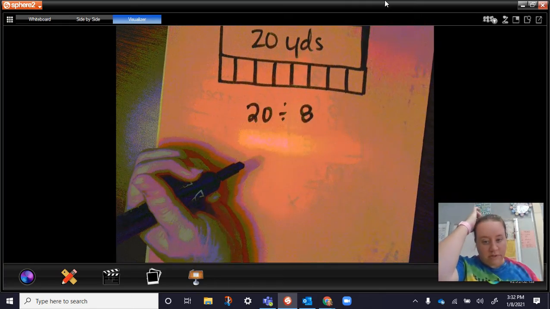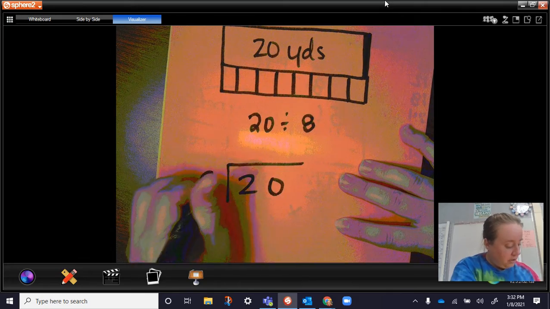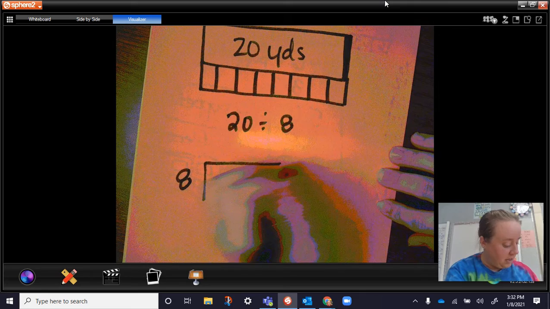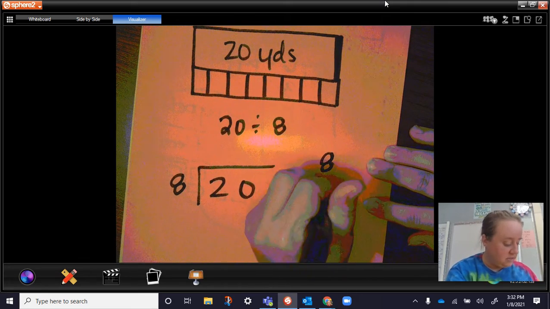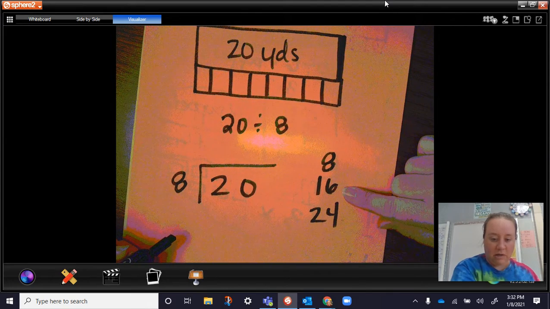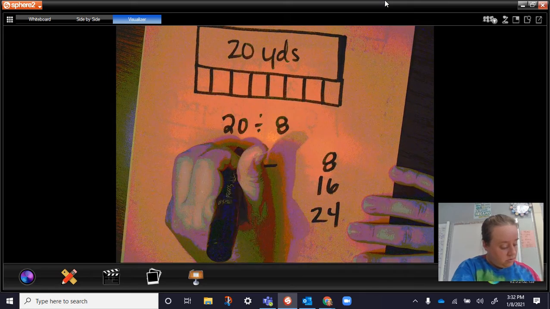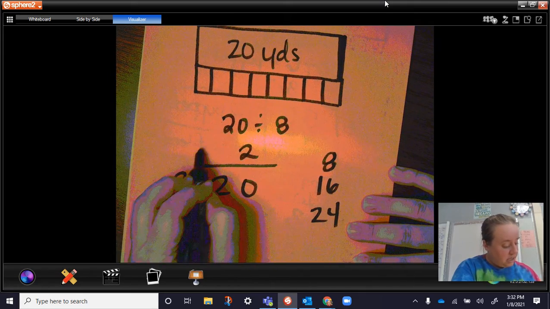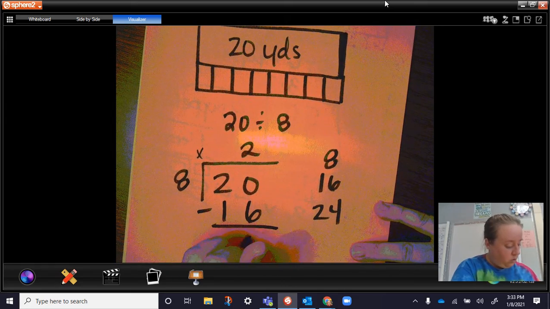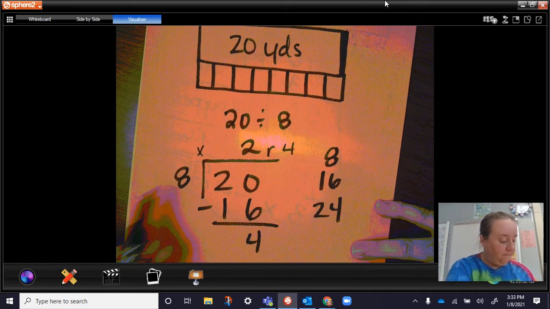Okay. So here, I'm going to set up my division problem. And I know that 8 can go into 20. If I skip count here, that would be 8, 16, 24. 24 is too many, so I'm going to stop at my two groups. 2 times 8 is 16. Subtract that, you get 4. So my answer is 2 remainder 4.